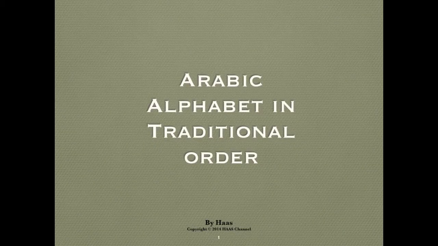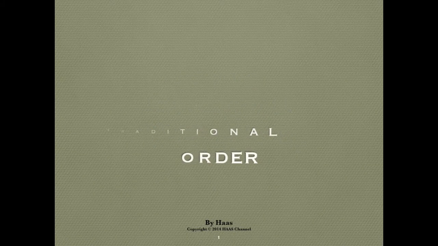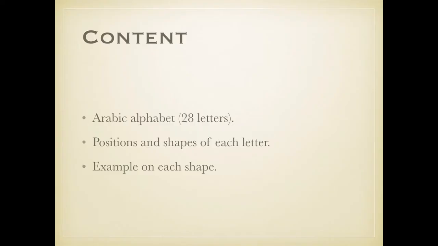Okay, so today we'll be talking about the Arabic alphabet in traditional order. The content of our lesson today is the Arabic alphabet. We will go through the 28 letters. Then we will go through the positions and shapes of each letter, plus examples on each case.